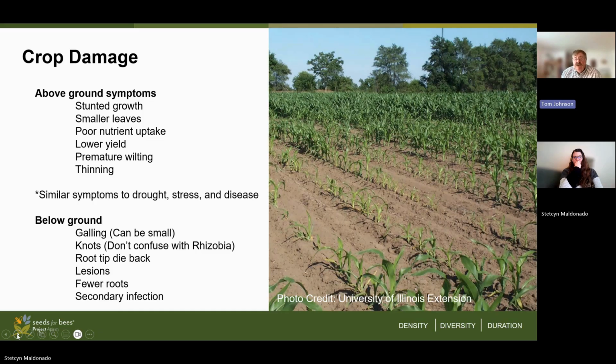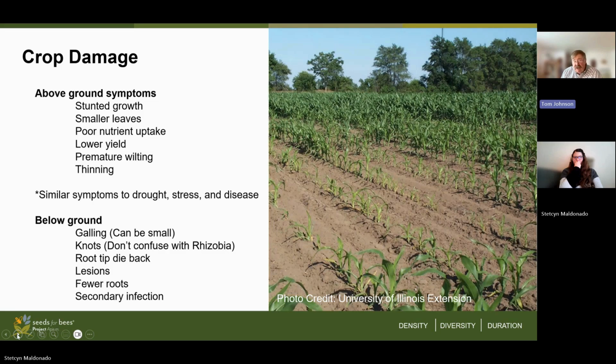Knots, which is slightly different than galling. The knots are the larger lumps, basically. Don't confuse either of these two with nodulation by rhizobium in legumes, which can be kind of hard to figure out until you cut it. In legumes, if you cut the nodule in half, hopefully it's red in the middle. In a nematode issue, it's probably going to be black or not discolored.